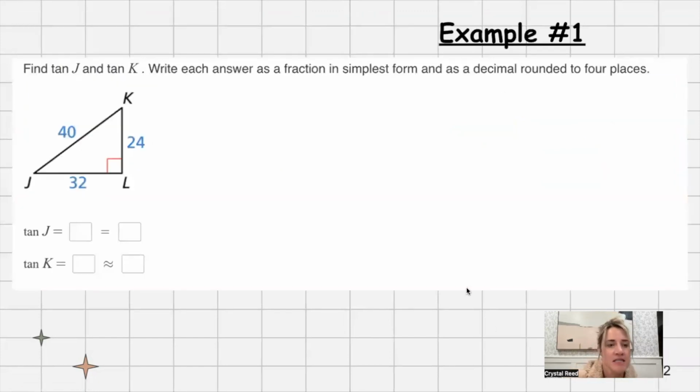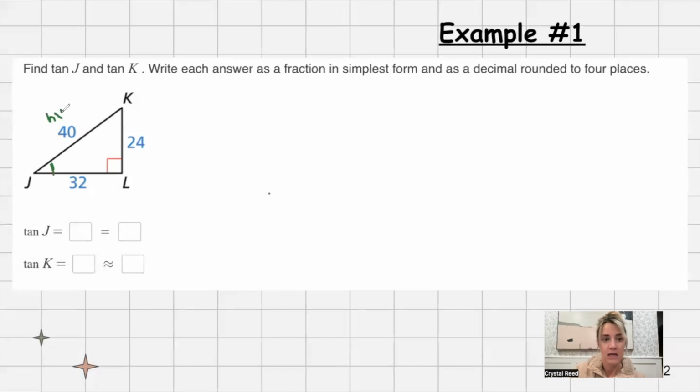Example 1. It says find tangent of angle J and tangent of angle K. Write answers as a fraction in simplest form and as a decimal rounded to 4 decimal places. So the first thing we want to do, we want to know tangent of angle J. So I'm going to find where angle J is. Angle J is right here. So that's what I'm going to do my tangent to first. And so I'm going to label my sides. I always first label my hypotenuse. Hypotenuse is across from the 90. So this is my hypotenuse.